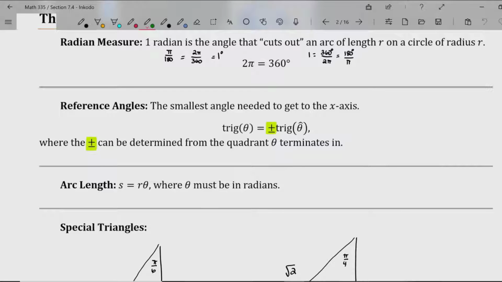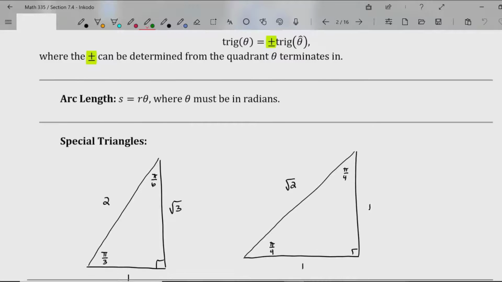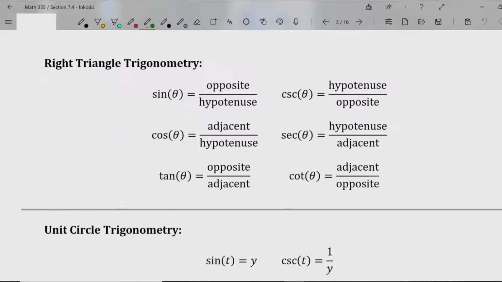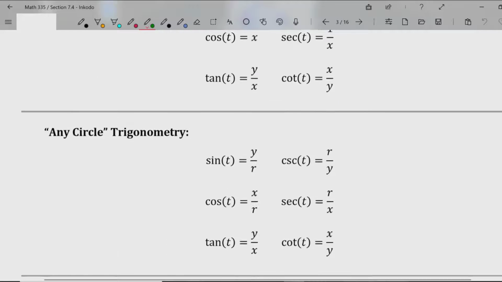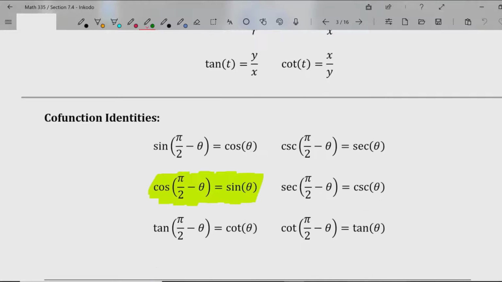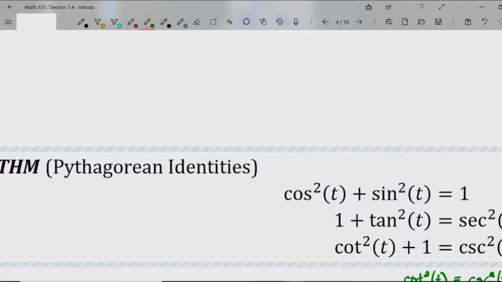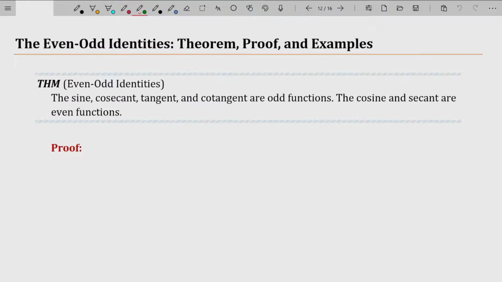Up to this point, you should be very familiar with radian measure, reference angles, arc lengths, special triangles, right triangle trigonometry, unit circle trigonometry, trigonometry with any size circle, the cofunction identities, and finally the Pythagorean identities from the last video. And now we're going to tackle the even and odd identities. And this will round out all of the fundamental identities for trigonometric functions.